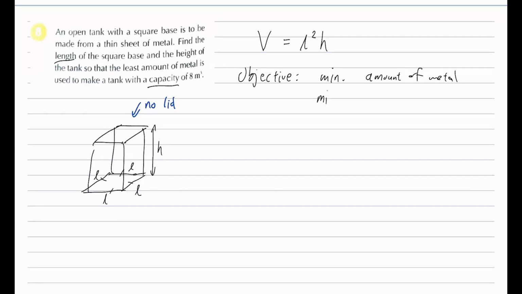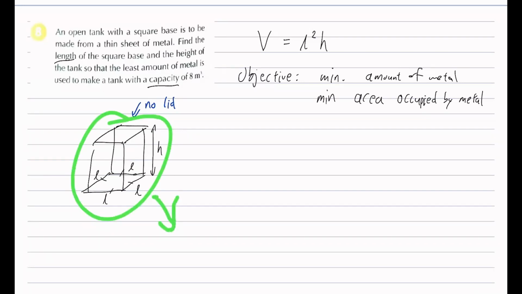This is also the same as saying minimize the area occupied by the metal. Just ignore the fact that the metal is supposed to have a certain thickness, which means that it's a volume. We're just going to pretend that it's only like 1 millimeter thick, so we don't have to care about how thick it is. We only care about the area occupied by the metal, and we want to minimize it. So what is the area? That's when you must look at this shape and figure out how to find area.